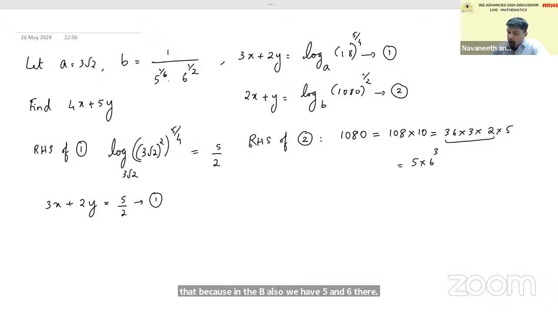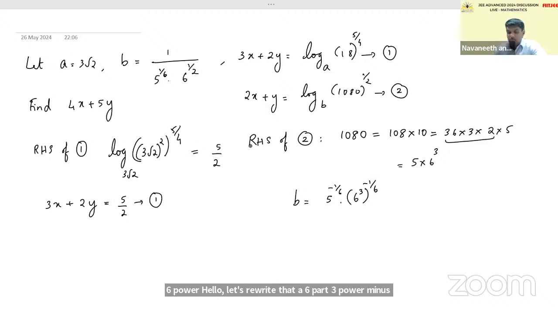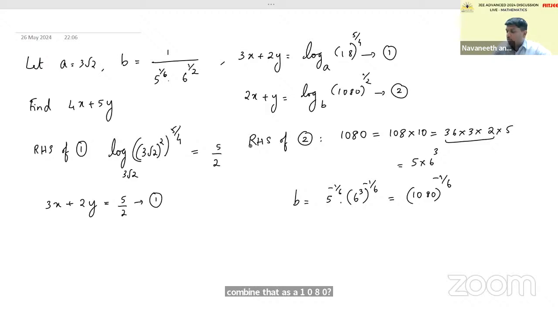Okay, so what I do is I rewrite the B this time. So B is basically what? B is 5 power 1 by 6 into 5 power minus 1 by 6 into 6 power. Let's rewrite that as 6 power 3 power minus 1 by 6. Okay, that will be fine, I guess. So let us rewrite this in this way, 6 power 3. Now, why am I doing like that? So that I can combine that as 1080 power minus 1 by 6. So that is the reason why I do that.